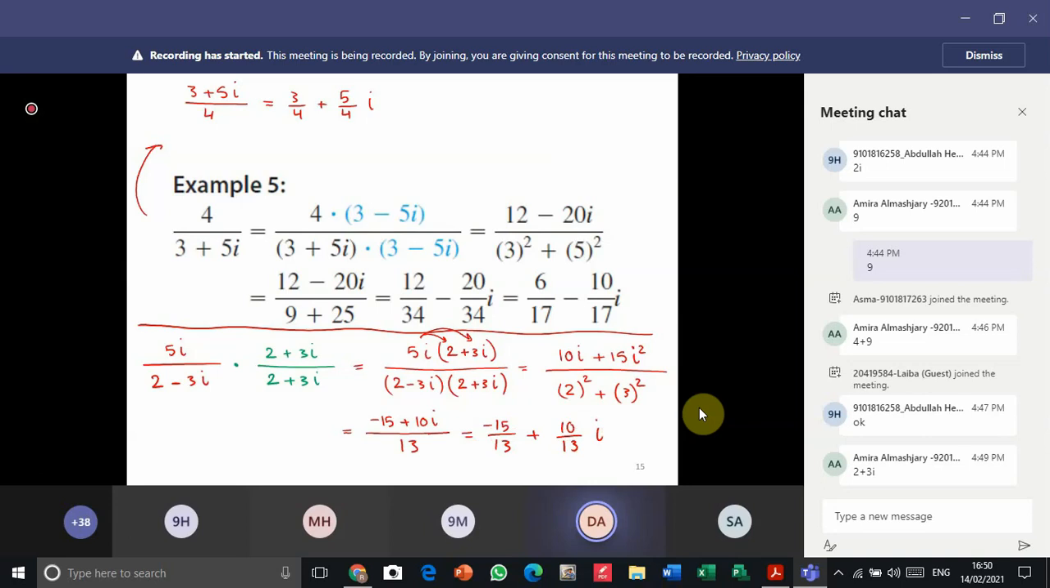So the final answer equals minus 15 over 13 plus 10 over 13i. What's the real part? Real part, negative 15 over 13. What's the imaginary part? 10 over 13. Okay, any question? Any question?